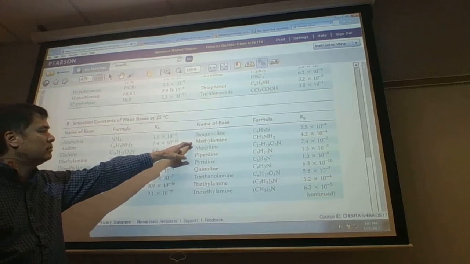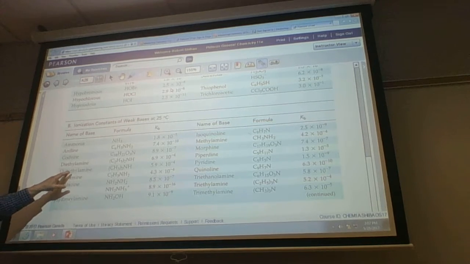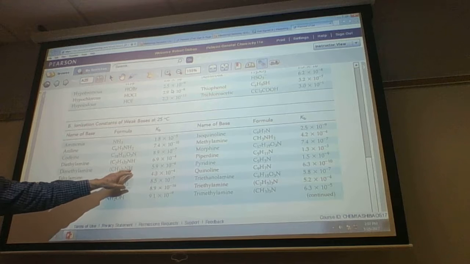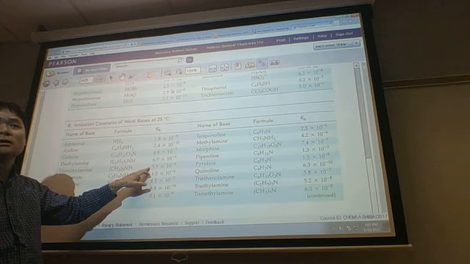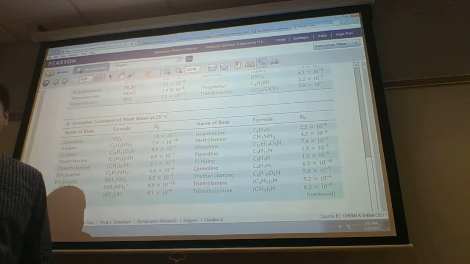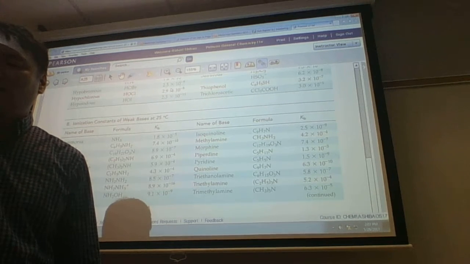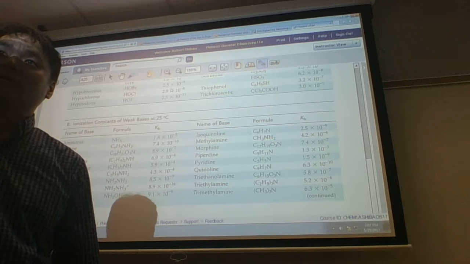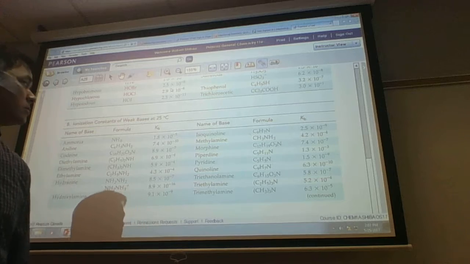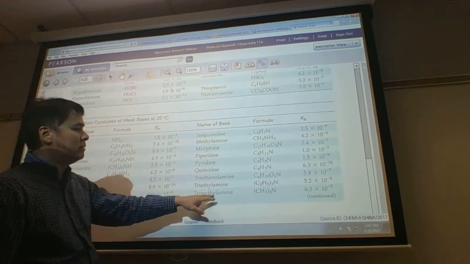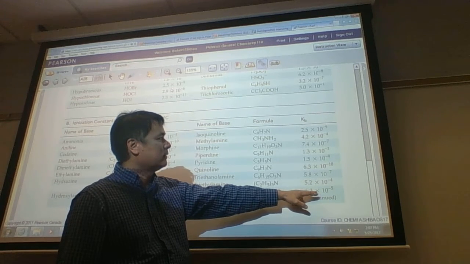And so if we go from methylamine to dimethylamine here, we go from 4.2 to 5.9. So dimethylamine would be stronger. And so having 2 of those electron pusher groups can make the nitrogen more basic. But what if we have 3 of the electron pusher groups? You would expect it to be more basic yet, right? And so we go with 3 electron pusher groups, trimethylamine, and it's 6.3 times 10 to the minus 5.